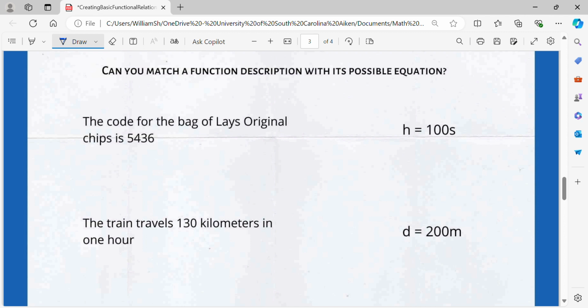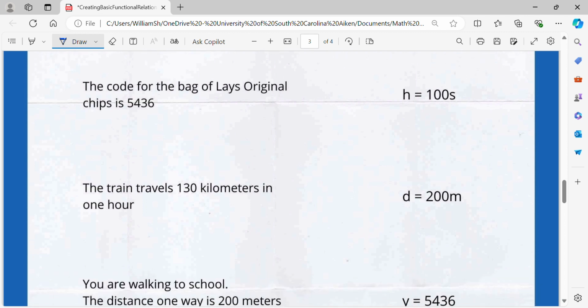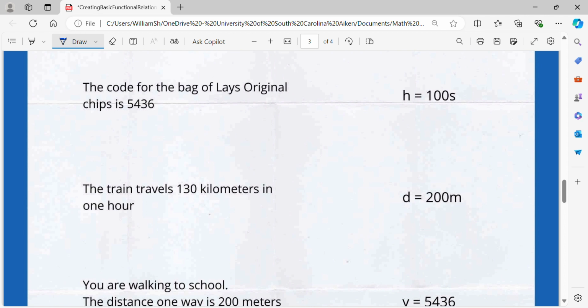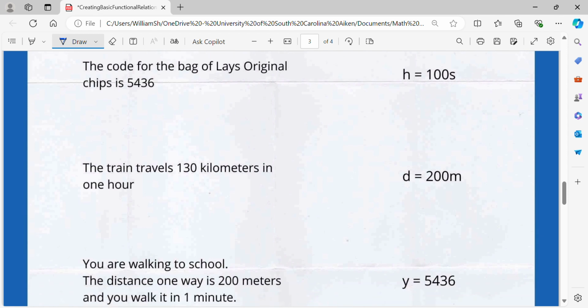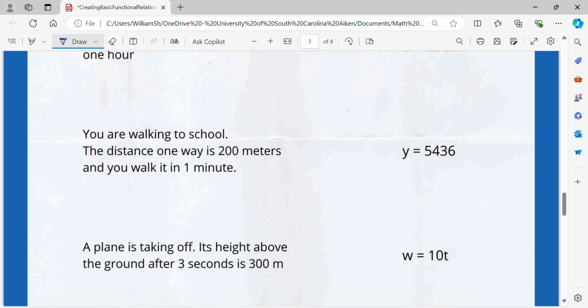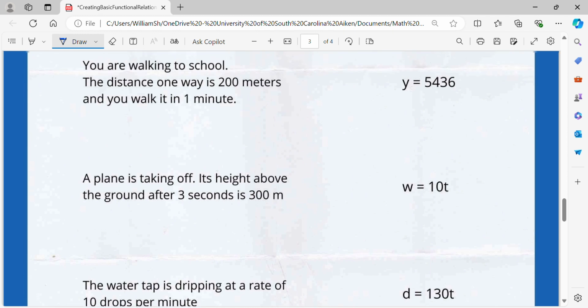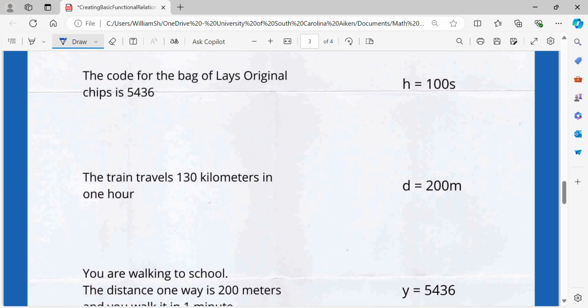Alright, let's continue on. Let's see if we can match a function description with its possible equation here. Now, the code for the bag of Lay's original chips is 5436. Okay, now if I scroll down through these equations here, H equals 100S, I'm not really getting any relation there to that code 5436. But if I scroll down a little bit, I do see one with that number in it. I see that this Y equals 5436 being the code for the Lay's original chips.